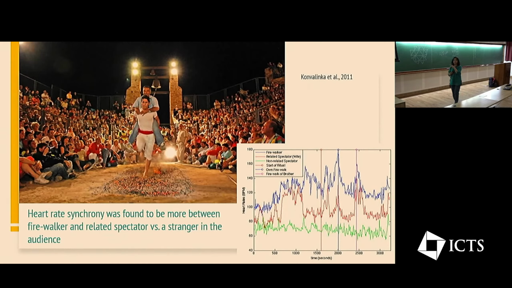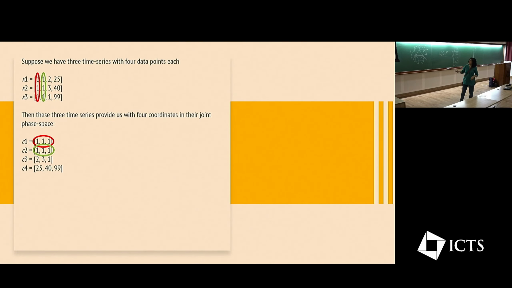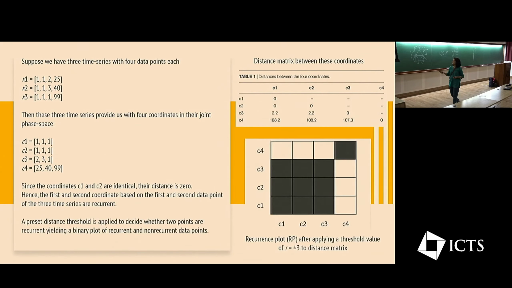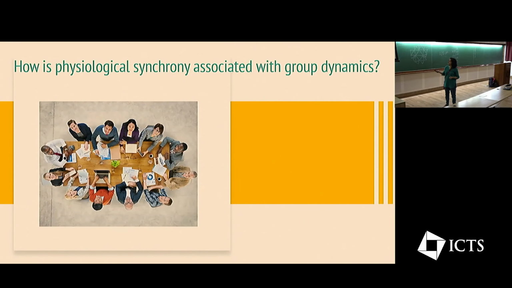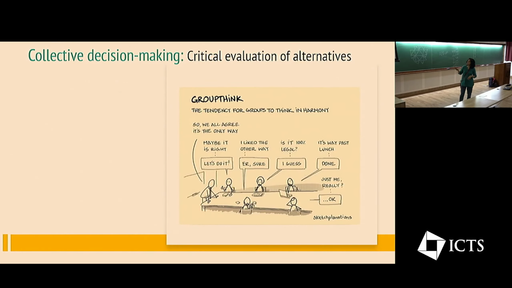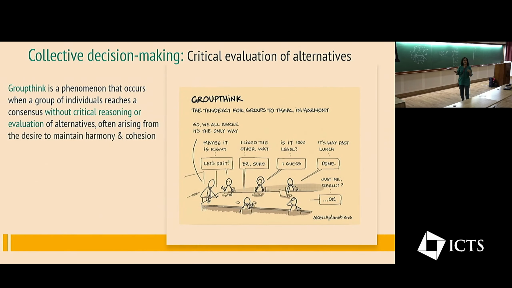And heart rate has been tested in different contexts. Let me skip through all this to go to our study, where we looked at heart rate synchrony for something as naturalistic as group decisions. Our interest came from the idea of what is known as groupthink, which you might have heard of, a tendency for groups to think in harmony. Though that looks like a good thing, that may not always be the case, right?